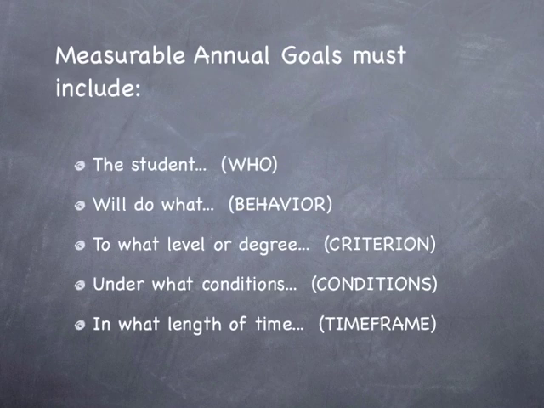Our annual goals must include certain things. We need to state who the student is, what their behavior is or what we want them to be doing, the criterion, or what level or degree we want them to accomplish that goal, the conditions, under what conditions are they working, and the time frame, what length of time do we want that goal to be completed. Usually with us, it's 1 year or 36 weeks.